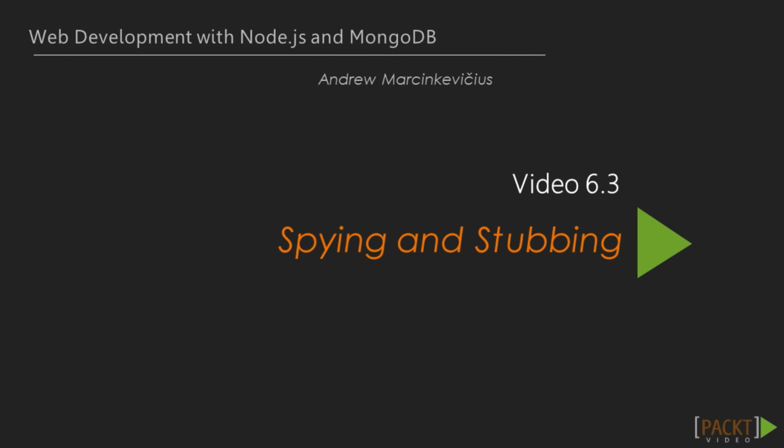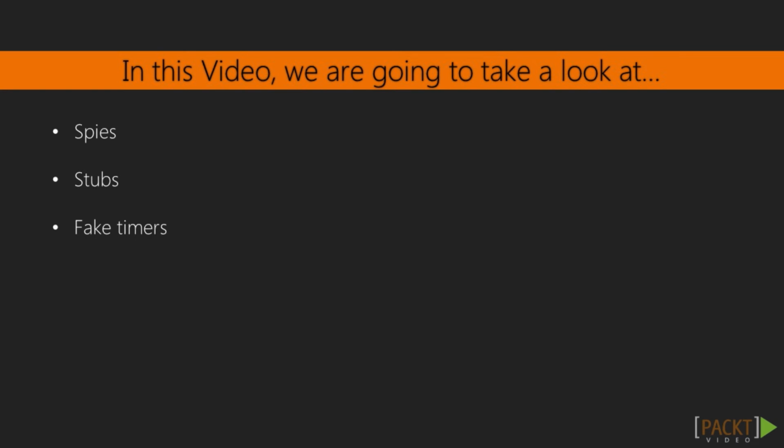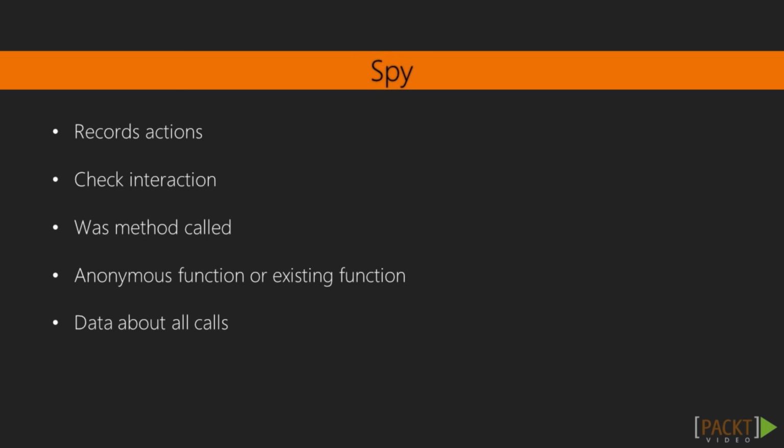Hello and welcome to the spying and stubbing video. In the previous video, we learned what is Mocha, what is Chai, and how to write tests. In this video, we are going to learn what is a spy, what is a stub, and how to fake timers. Spy is a test double which records its actions.